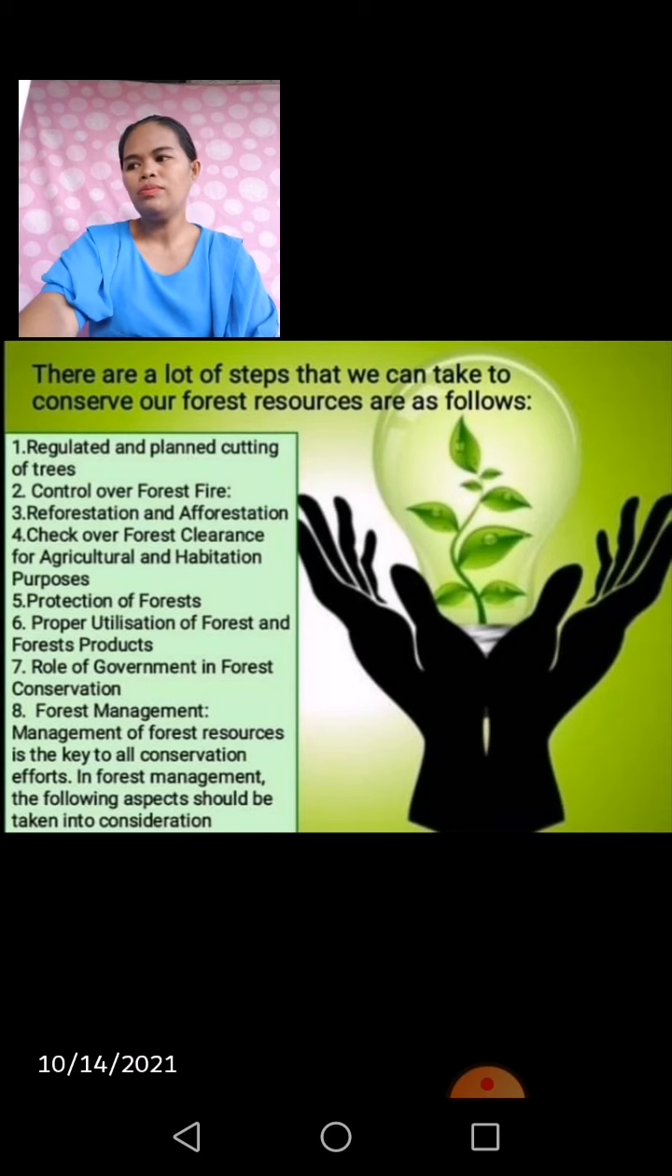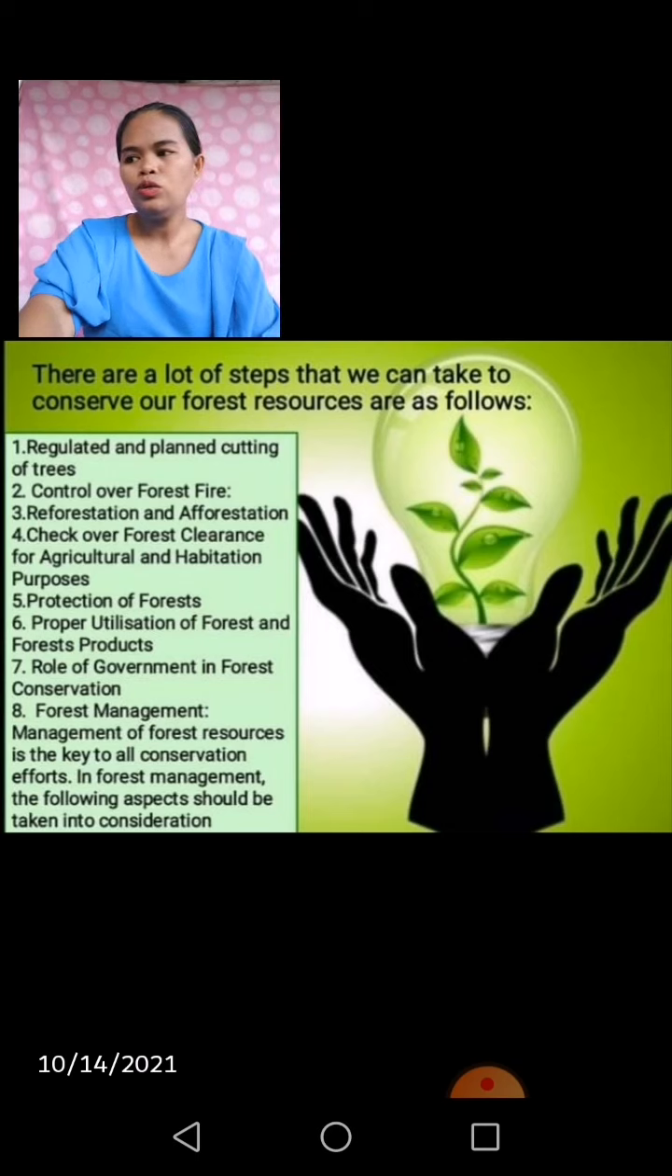Then the next one is administrative setting for forest management. Forest management is the process of planning and implementing practices for stewardship and use of forests to meet specific environmental, economic, social, and cultural objectives. It also deals with the administrative, legal, social, technical, and scientific aspects of managing natural resources.